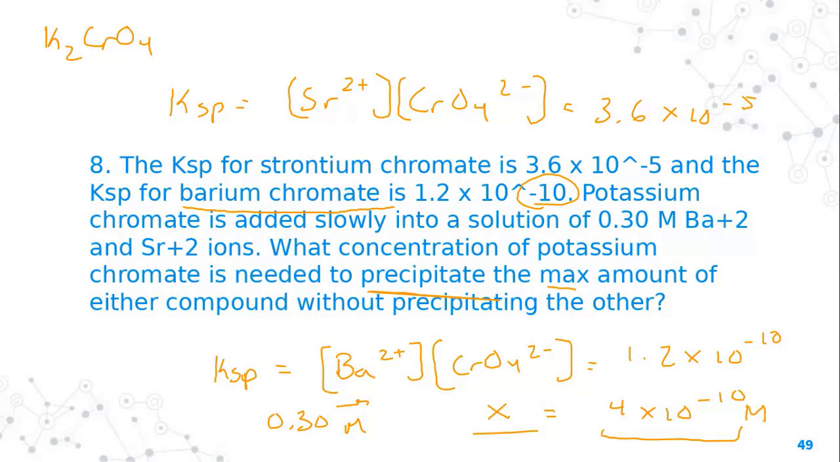But now we're taking a look at strontium chromate. So what's the max amount that we can precipitate without precipitating the other? So we don't want to precipitate strontium chromate, but let's see how much we would need in order to do that. So again, this is very similar. So it'll be 0.03 for that value, and I'll call this a Y value, just not to get them mixed up. Okay, so can you guys tell me what Y is?